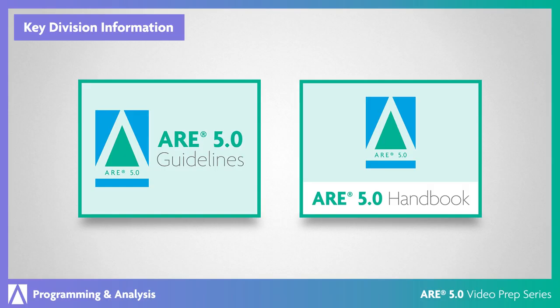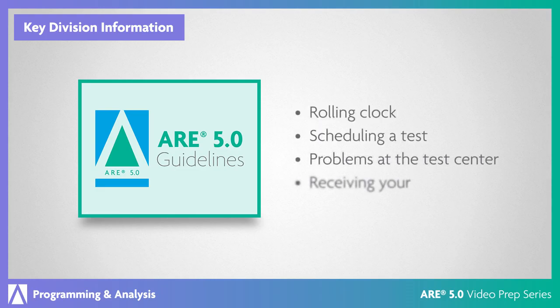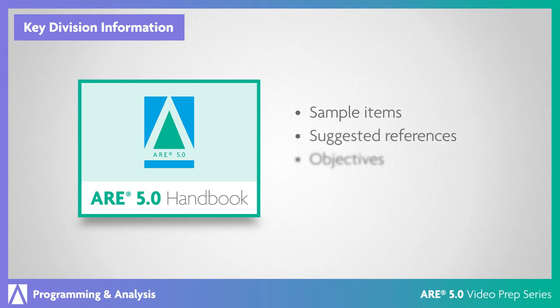Be sure to review the latest ARE 5.0 guidelines and ARE 5.0 handbook, both on the NCARB website. The guidelines contain critical information about ARE 5.0 policies, including the rolling clock, scheduling a test, problems at the test center, and receiving your score. The handbook discusses the content of all 6 divisions and includes sample items and suggested references, as well as more information on the objectives for each division.